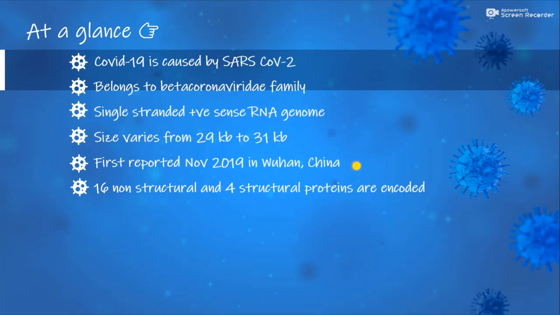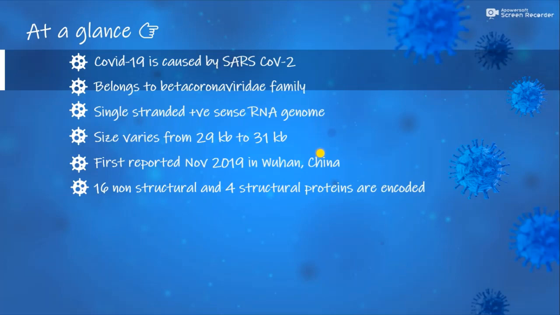Today we are going to discuss the bioinformatic applications for COVID-19. So, at a glance, COVID-19 is caused by SARS coronavirus 2. Sometimes it is called the novel coronavirus 2019. It belongs to the beta coronavirus family. It has a single-stranded positive sense RNA genome.